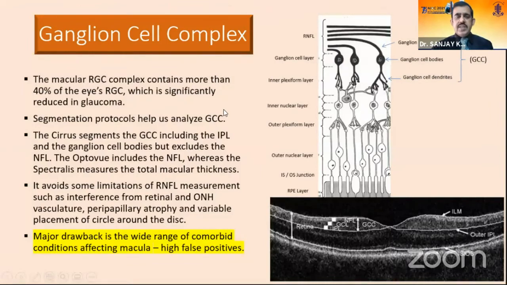Every machine has its own segmentation protocols to analyze the ganglion cell complex. The Cirrus includes the IPL and the ganglion cell layer. The OptoVue includes also the RNFL, but the Spectralis includes total macular thickness. The advantage is it avoids the major peripapillary pathologies. But the disadvantage is that there are a wide range of comorbid conditions which affect the macula, giving us a high false positive.